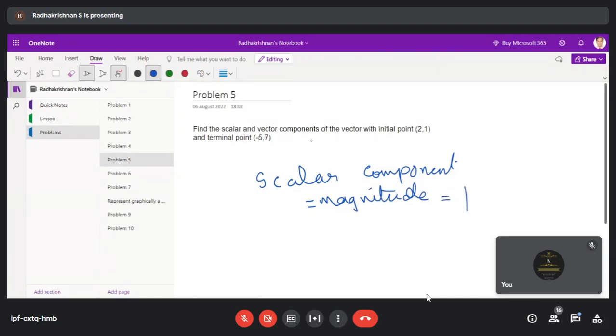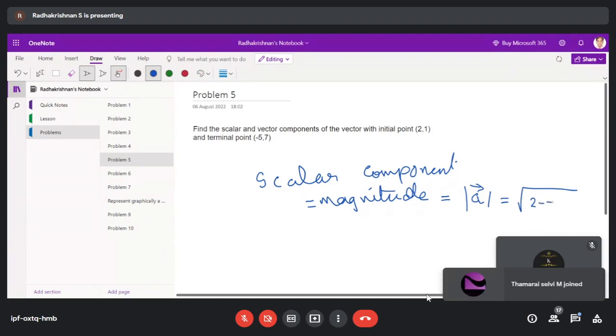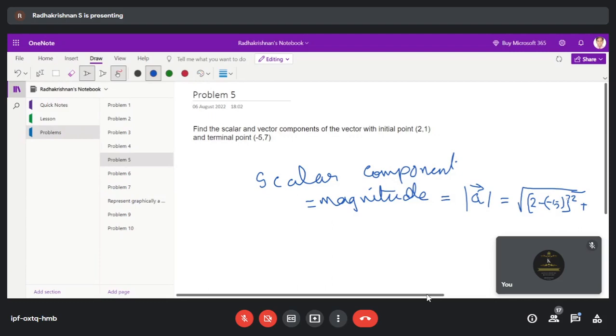Let us say this vector is A. So what is the magnitude here? Square root of 2 minus 5, the whole square, right? The initial point is 2 and the terminal point is 5. I put it wrongly. One minute.